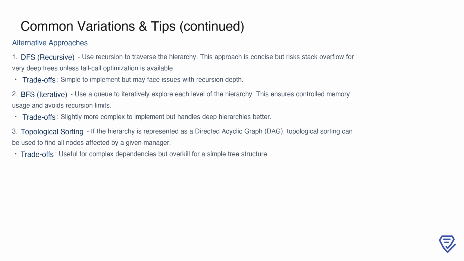to implement. Finally, if the hierarchy is represented as a directed acyclic graph, you might consider topological sorting to determine all nodes influenced by a given manager. While this approach is useful for managing complex dependencies, it may be overkill for simpler tree structures. Choosing the right method depends on the problem constraints and the specific requirements of the dataset you're working with.